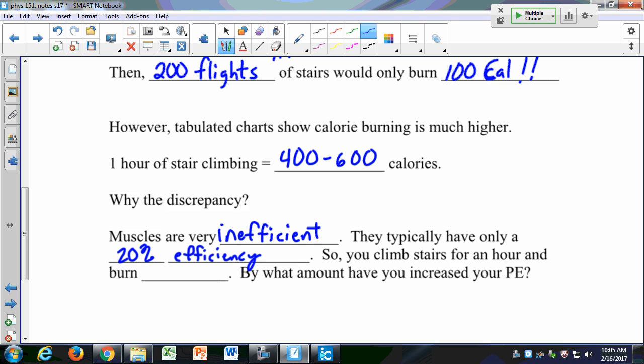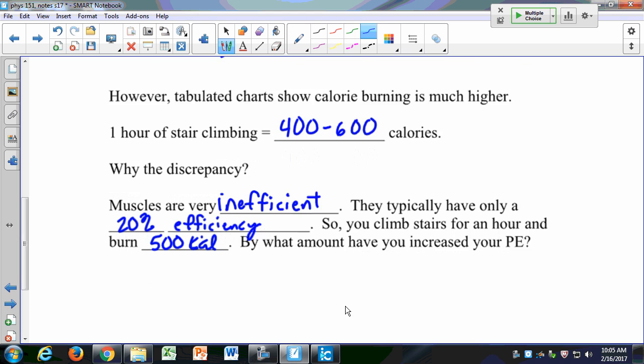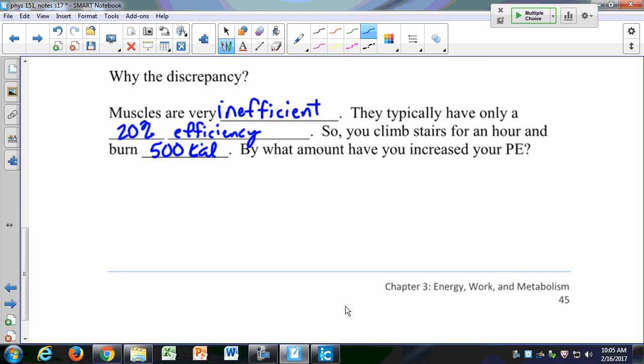So if you climb stairs for an hour and you burn, say, 500 calories, by what amount have you increased your potential energy? All right. Think back to our efficiency and how we calculate efficiency. If I'm 20% efficient, that means that 20% of the energy that I use actually goes into usable energy, and 80% is just lost. Then, by how much have I increased my potential energy if I burn 500 calories, big C calories?